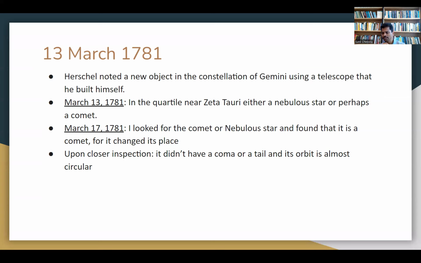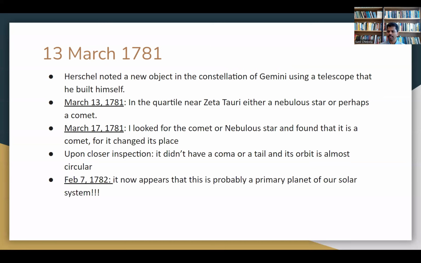And upon closer inspection, it didn't have a coma or a tail, and its orbit is almost circular, right? And it is known that comets have tails, and also they have orbits which have much higher eccentricity, right? So that's certainly gone. And then February 7th, 1782, it now appears that this is probably a primary planet of our solar system, right?